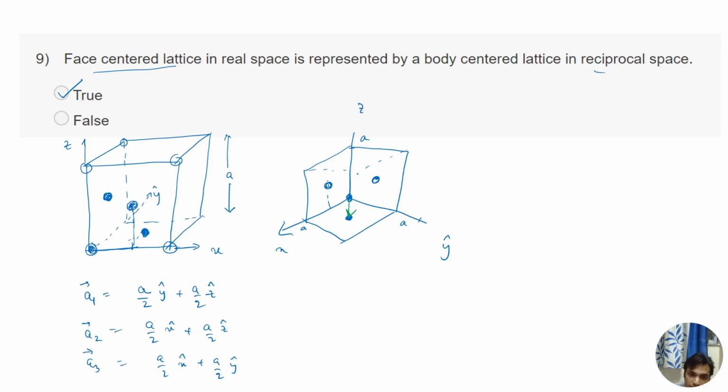So this is the a3 vector. The a3 vector is a by 2 x cap and a by 2 y cap. You end up with this. Is that fine? Now, what is the a2 vector? The a2 vector is a by 2 x cap and a by 2 z cap. So this vector from here is your a2 vector. Are you getting it?